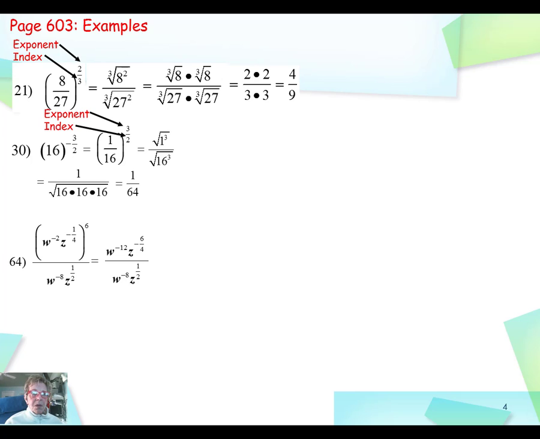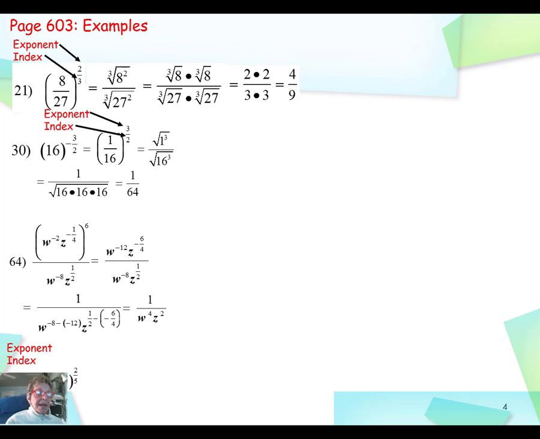So if I look at the w's, my w to the negative 8 is larger than w to the negative 12, so I want to subtract in the denominator position. Z to the 1/2 is larger than z to the negative 6/4, so I'm subtracting in the denominator position again. When I do that, I take everything from the numerator, I must put a 1 up there. Simplify that subtraction. Please be careful of your signs and fractions. That gives me 1 over w to the 4th, z to the 2nd power.